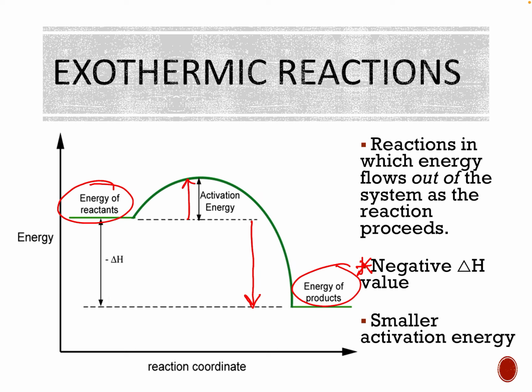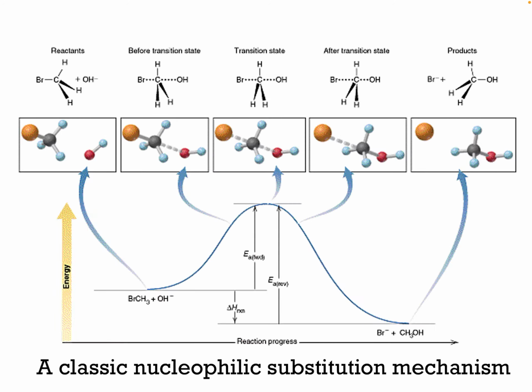Most reactions that we do in lab are exothermic reactions because they're what's called thermodynamically favorable, and we will get into that a little bit later in this course. Okay, but most reactions we're going to look at are going to be exothermic reactions. Endothermic reactions are a little less common. Okay, so here is an example.